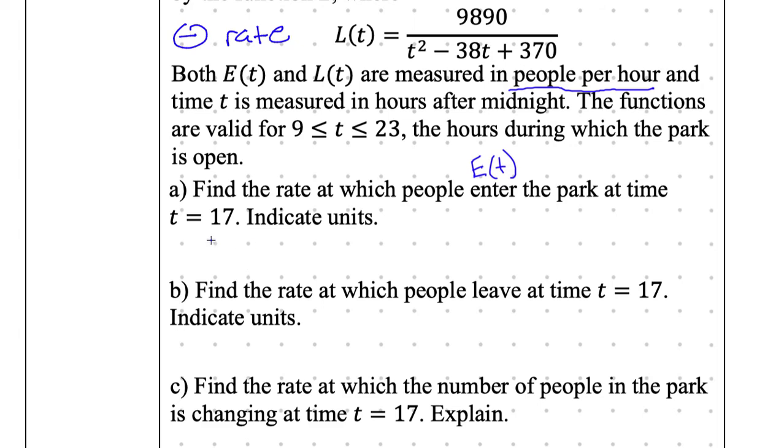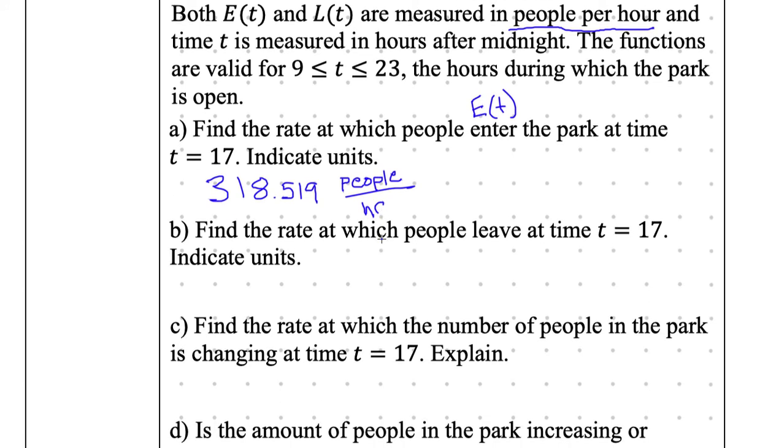So let's just write down the decimal in its entirety, which is 318.519. Indicate units: people per hour. And I suppose you could say PPL for people as an abbreviation. I don't know if that's standard or not. But there's your answer. All right, let's try the next one.